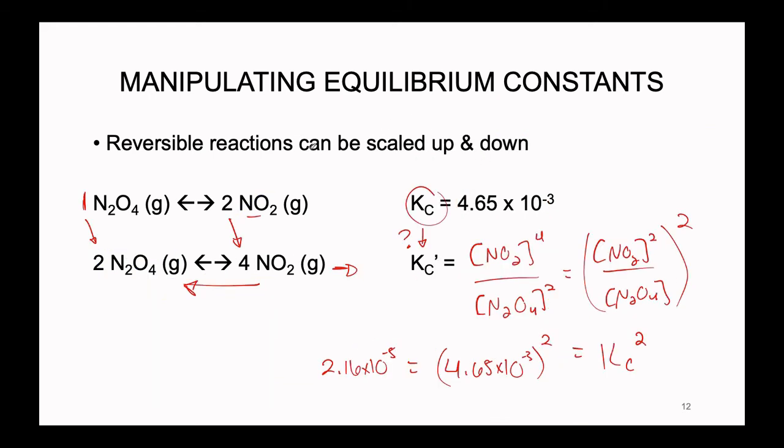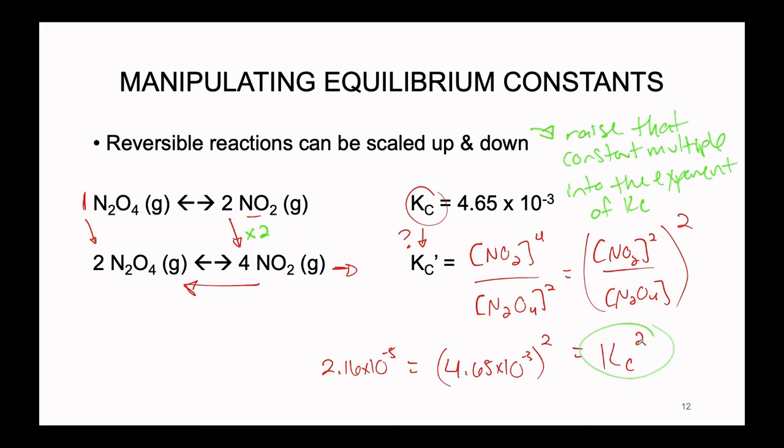And 3, if your reversible reaction is being scaled up or scaled down in some way, you are going to raise that constant multiple into the exponent of Kc, which is exactly also what we saw here. We scaled up our reaction by 2, and we see that the Kc was squared.